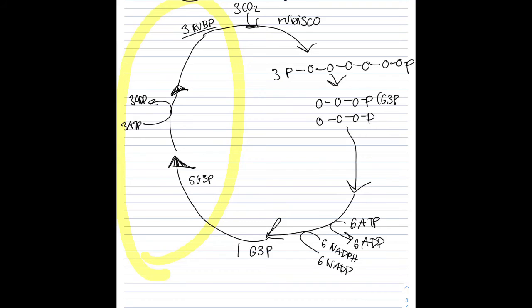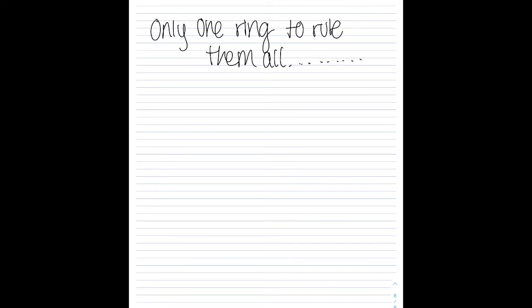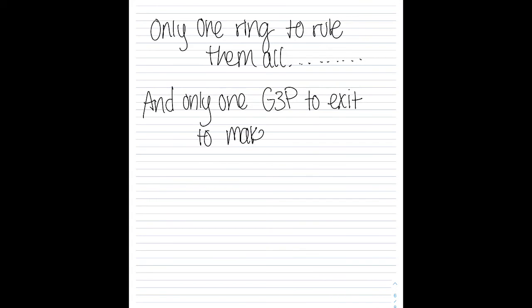The next step is regeneration. We all know that very, very important saying, one ring to rule them all. And in the case of glucose, only one G3P exits the cycle to create glucose.